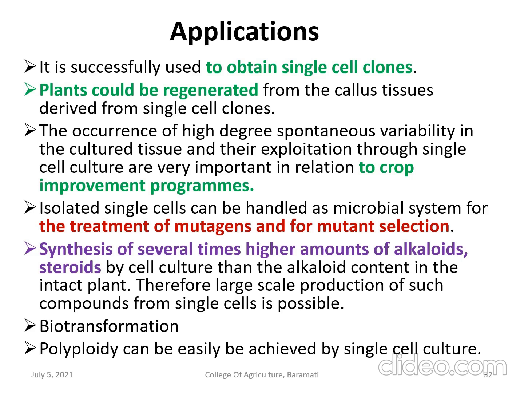If you want to create crop varieties having a positive mutation or positive variability, it can lead to a crop improvement program. Isolated single cells can be handled as a microbial system for treatment with mutagens and for nutrient selection. Then, synthesis of several times higher amounts of alkaloids or secondary metabolites can be obtained using single cell culture than the alkaloid content in the intact plant. Therefore, large scale production of such compounds from single cells is possible.